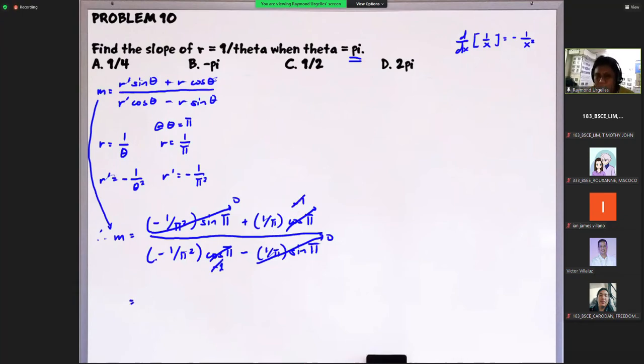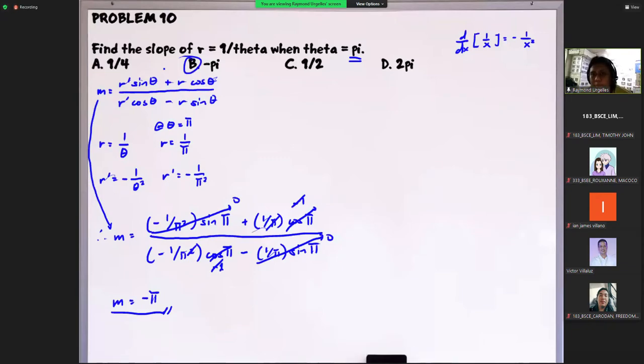1 over pi divided by negative 1 over pi squared. We can cancel one pi. Then 1 over pi is pi. That was negative, so we have negative pi. So this is our slope. Okay. So this is negative pi. Any questions?